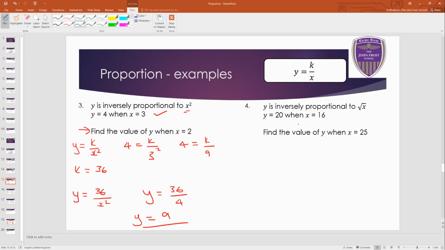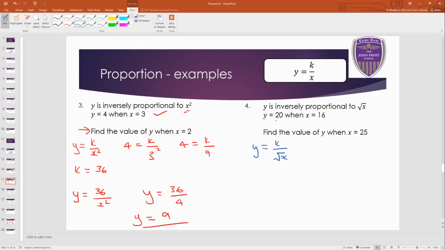All right, and then the last one. Okay, so press pause, copy this one down, press play when you're ready. Welcome back. This one says y is inversely proportional to the square root of x. So instead of us just saying k over x now, we're going to say k over the square root of x. So we need to do y equals k over the square root of x, because that's what it tells us in the question.